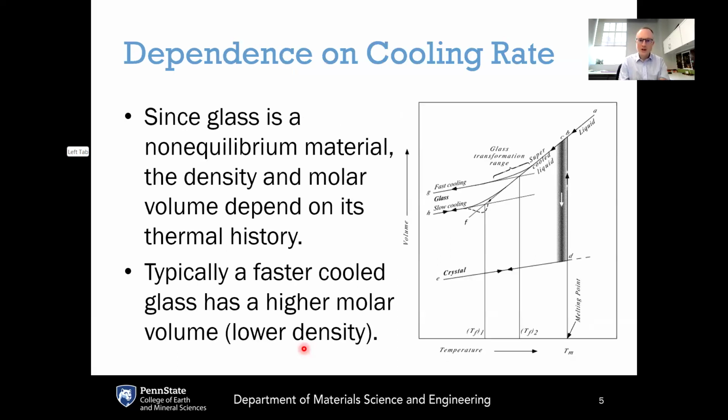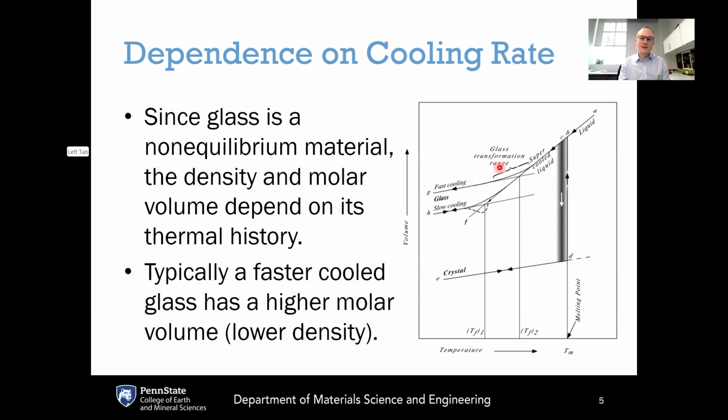Now, one of the features of glass is, of course, that it is a non-equilibrium material, meaning that the density and the molar volume depend on the thermal history of the glass sample. We saw this already in chapter 2 when we were discussing the volume temperature diagram, where we saw that the fast-cooled glass typically has a higher molar volume compared to the slow-cooled glass. A higher molar volume means that the fast-cooled glass would also have a lower density compared to the slow-cooled glass, which would have a higher density.